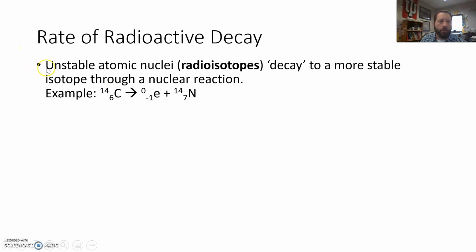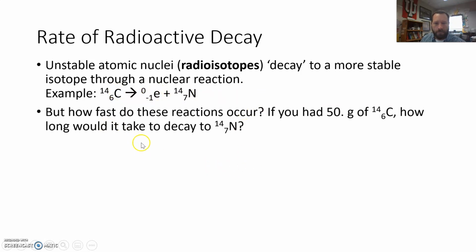Last week we called them unstable atomic nuclei. Today we're changing that term and we're going to call them radioisotopes, or radioactive isotopes. We combine those two words to make a compound word, radioisotopes. Last week we talked about how they decay to become more stable through a nuclear reaction, and we got some practice balancing them, such as carbon-14 decaying through beta emission to form nitrogen-14.